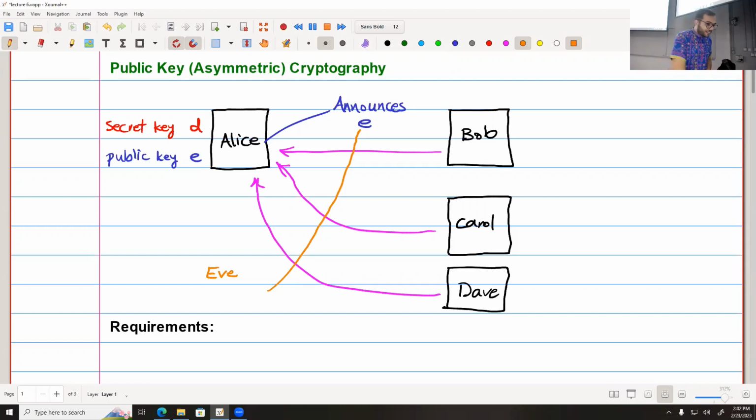Okay. So what are the requirements that we have here? We basically said that we want to encrypt using the public key, and we want to be able to decrypt using the secret key. That's why I'm going to use E and D here. So the public key is actually also the encryption key. It's the key that you need to encrypt the message. And then the secret key is also the decryption key. So that's why I call it D.